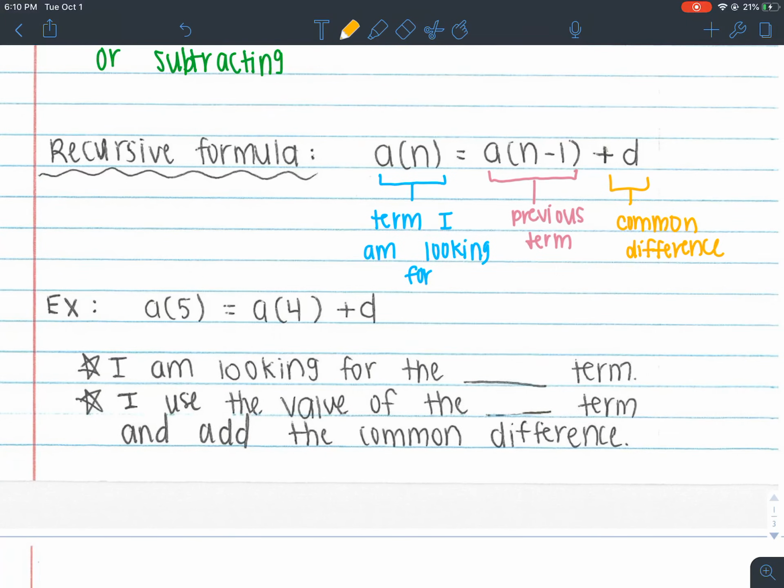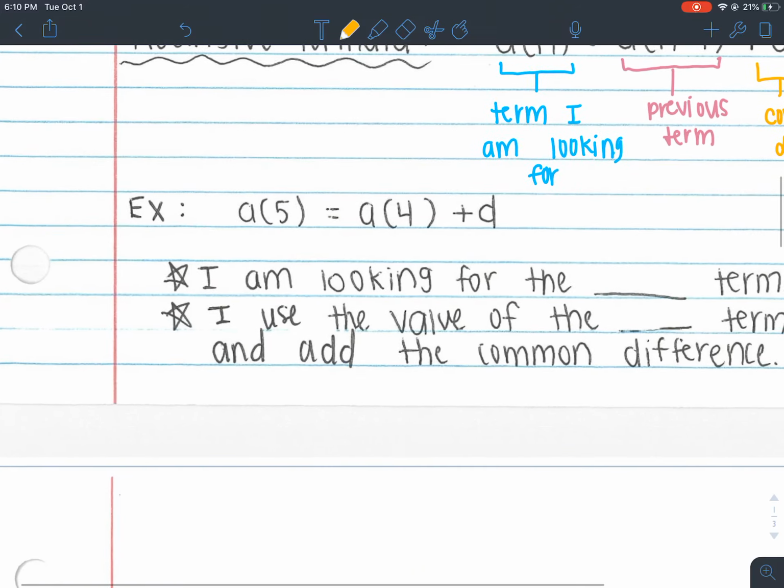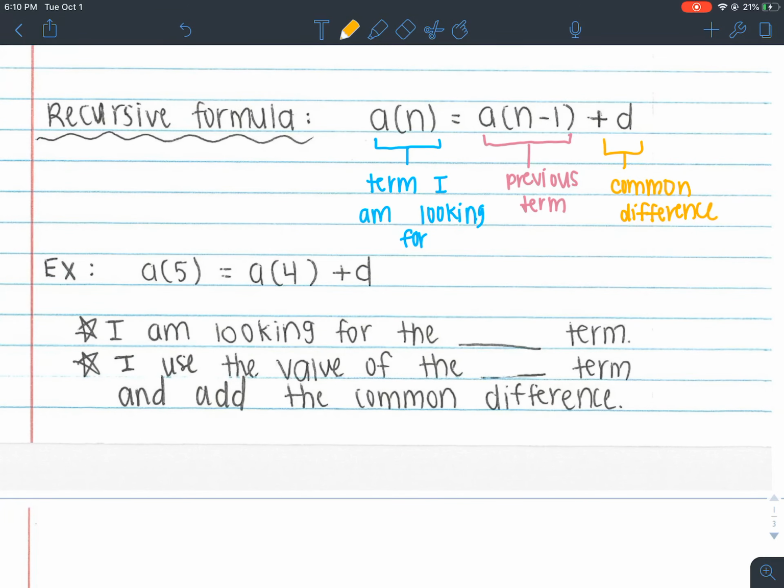So below I have an example, and we're not going to write all of our problems or solve any of our sequences this way, but I do want to show you what this means. So here, what is the term that I'm looking for? Well, that's going to be this part in the front, and that's going to be my fifth term, because a of 5 means the fifth term. What would a of 3 mean? The third term. So we're looking for the fifth term. So we're going to use the value of whatever the fourth term was, your previous term, and then you add the common difference to it. So you take the fourth term, you add something to it, and then you get the fifth term from that. Does that make sense, hopefully?